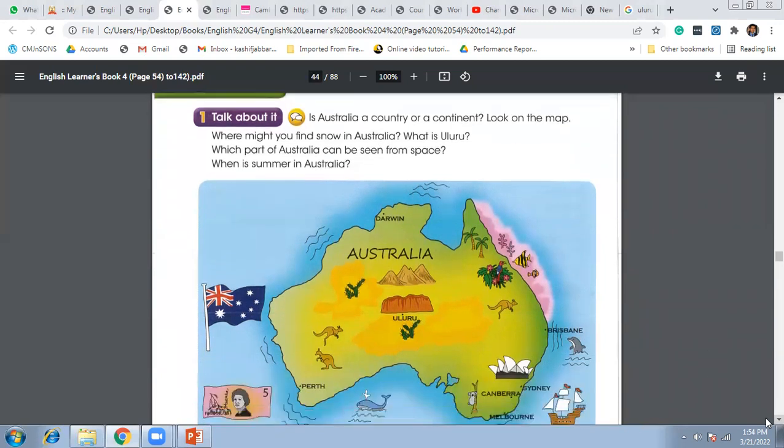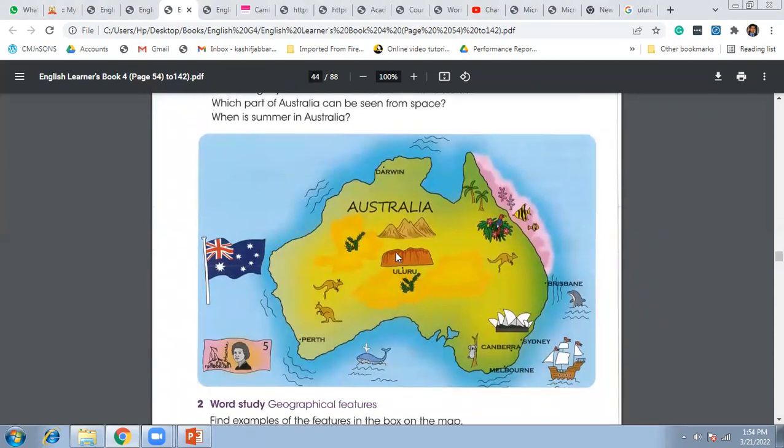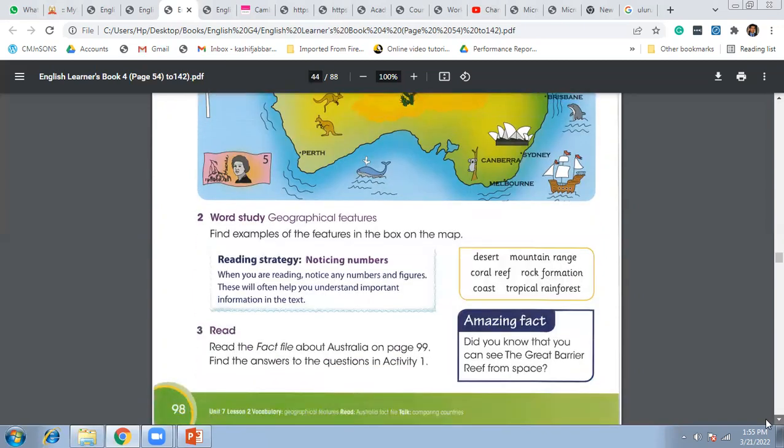And here we can look at the map. On this map, we can see that Uluru is a rock, a very different type of rock, right? And then the currency, flag, ship, some cities like Sydney, where there's the opera, Canberra, Melbourne, right? So if we go down to the next page, we can see further information about Australia.